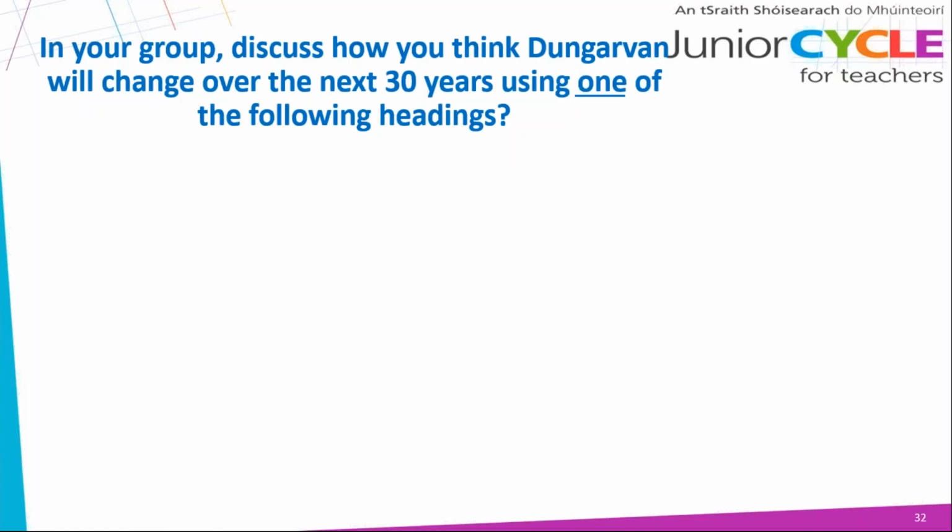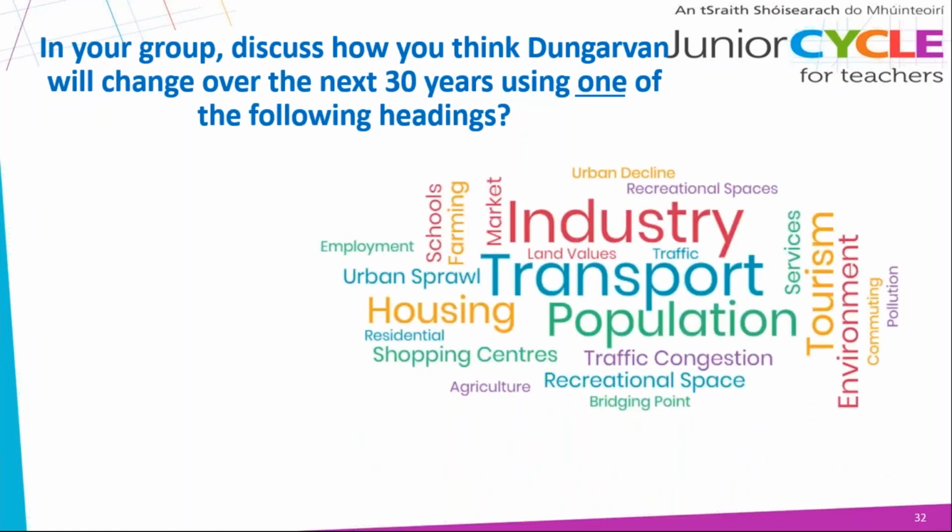In order to challenge students to think critically, an interesting activity to engage in would be giving students the opportunity to discuss in groups what Dungarvan may look like 30 years from now. Keywords can be co-created with students or provided by the teacher to help keep discussions focused on key points.